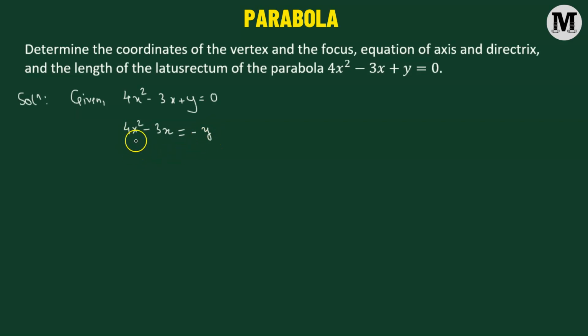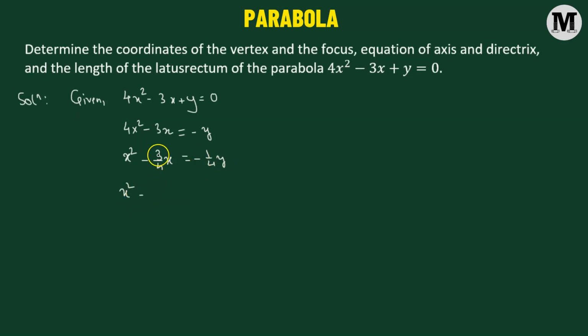Now our goal will be to convert 4x squared minus 3x into a perfect square by using the method of completing the square. So here we'll first make the coefficient of x squared 1. So we're going to divide each term by 4. We get x squared minus 3 over 4 times x equals to negative 1 over 4 times y.